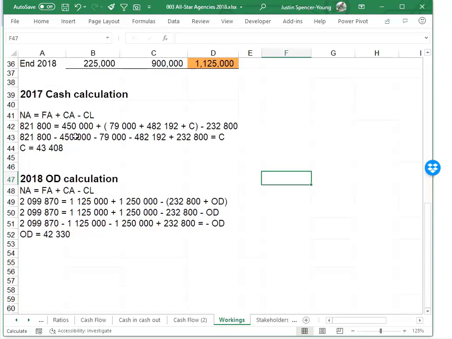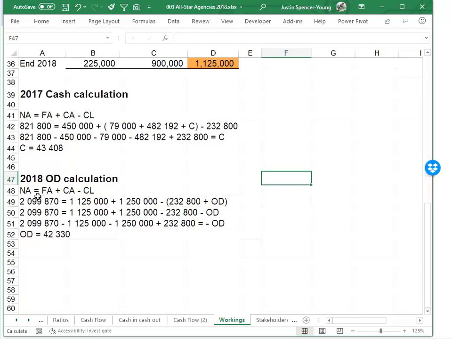You guys can do the algebra here. Take the 450 across to the other side, make it negative. The 79,000, bring that across, make that negative. Same with the debtors, and then the current liabilities becomes positive, and you're left with C. And as you solve for C, there you have the 43,480. All right. Now the same calculation gets done in the 2018 financials.